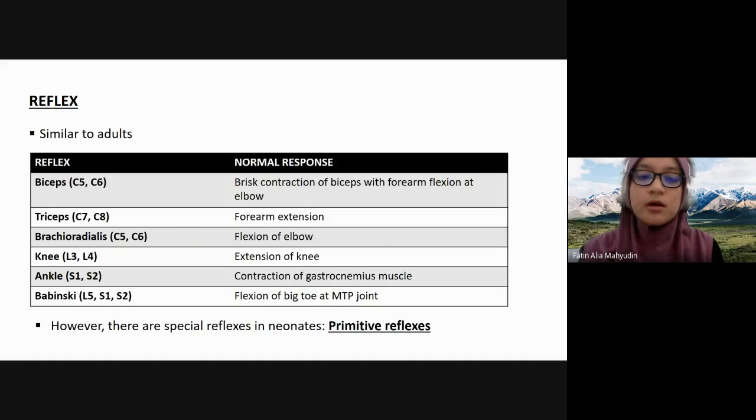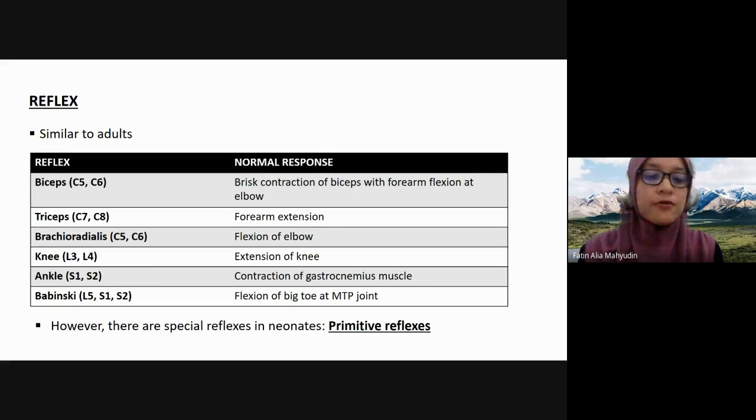Okay, so now we're done with tone and power, and we move on to R, which is reflex. For reflex, how we assess is similar to adults. We use a tendon hammer, and we assess the deep tendon reflexes. For the upper limb, we assess the biceps, triceps, brachioradialis. And for the lower limb, we assess the knee, ankle, and don't forget Babinski.